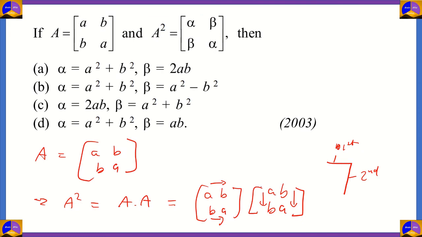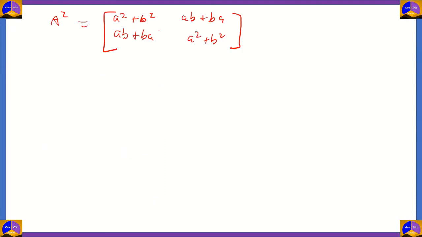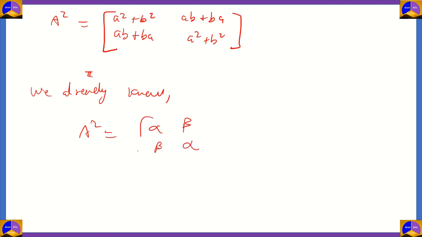So A times A is A square, B times B is B square, so you add them up as one term. B times B is B square, and then B times A is AB, A times B is AB, so you can add them up, and using that multiplication we get this matrix. So we already know that A square equals alpha, beta, beta, and alpha.